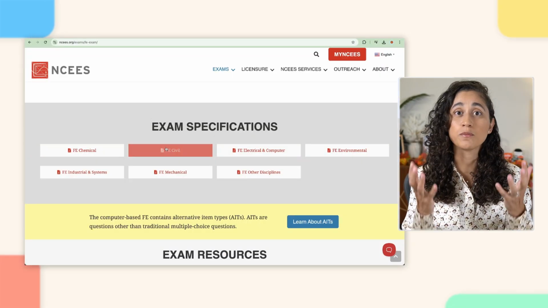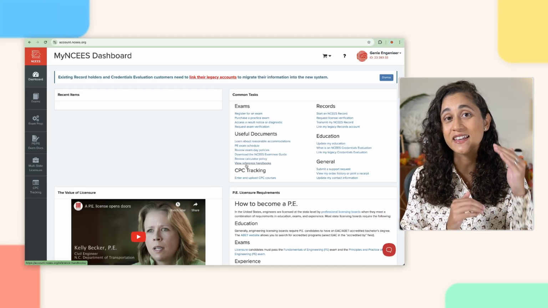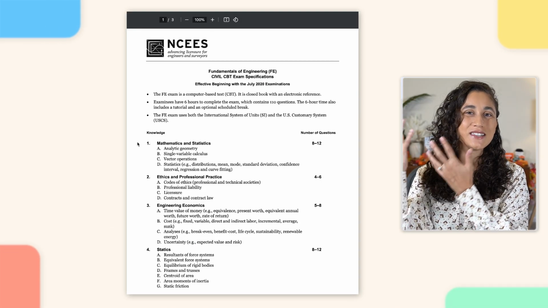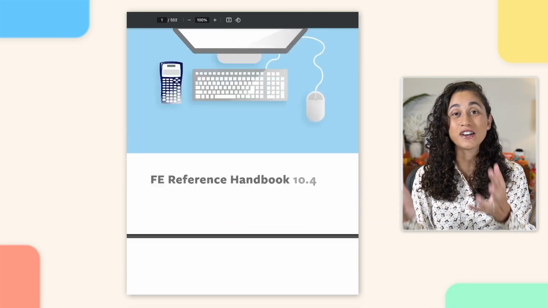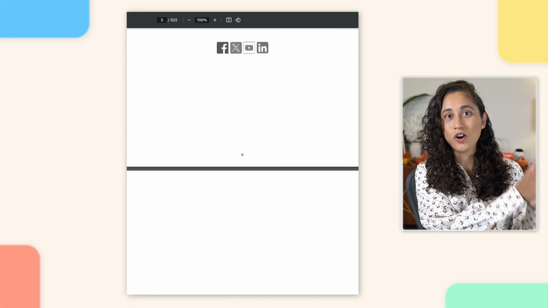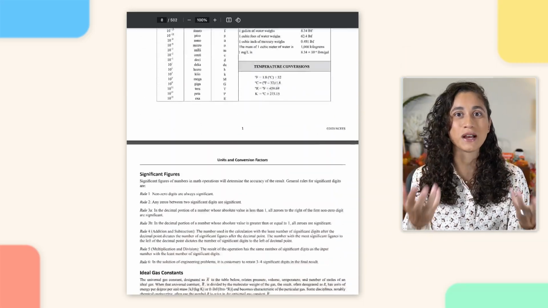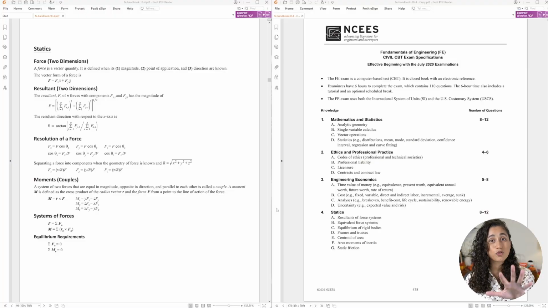The first thing you guys need to do is get familiar with the specifications and the reference handbook. So start by downloading both the specifications and the latest version of the reference handbook from the NCEES website. Next, go over the subjects listed in the specifications and find the related equations in the reference handbook. This will help you prime your brain for what to expect on the FE exam. Now, let's go over an example.